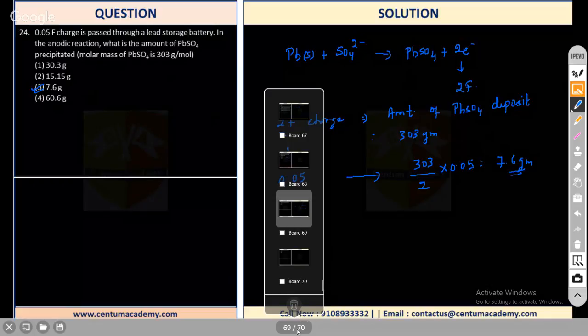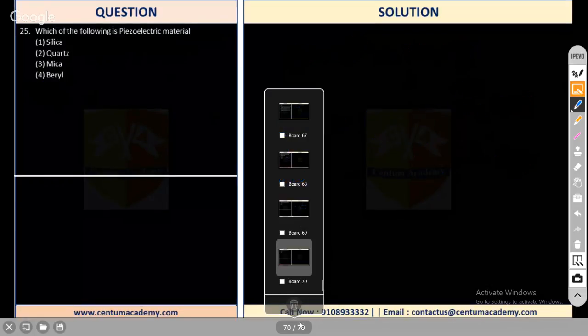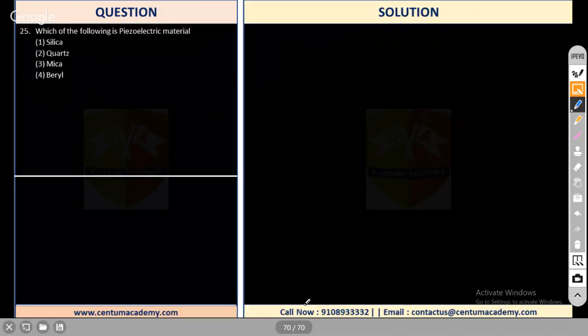Question number 25. Which is the following piezoelectric material? Okay, the answer for this will be quartz. Quartz is a piezoelectric material. What is piezoelectric material? These are the materials which produce electrical current under the influence of any mechanical stress.